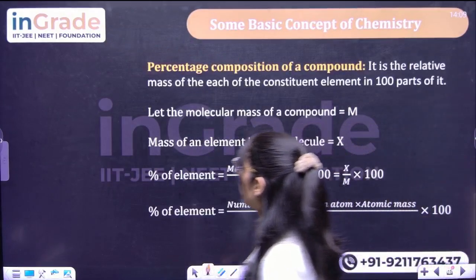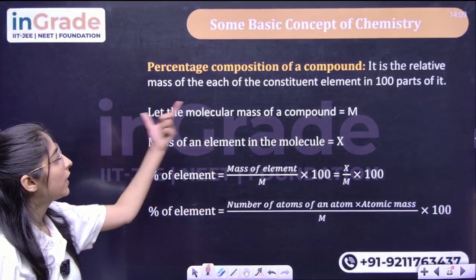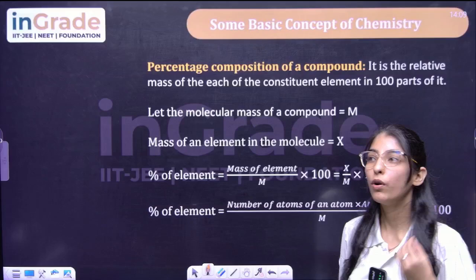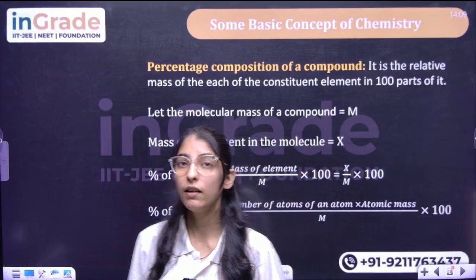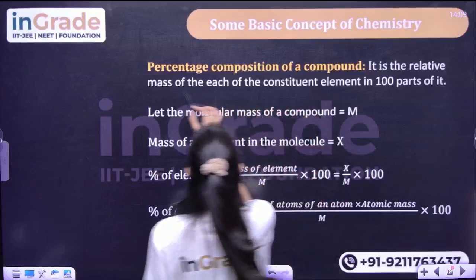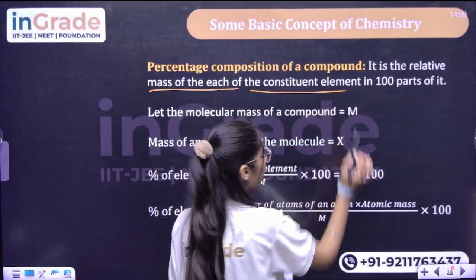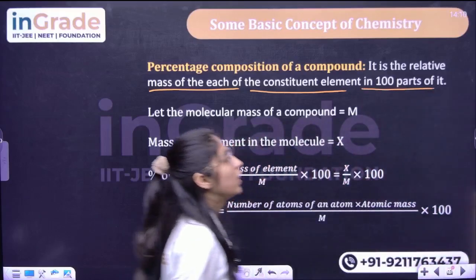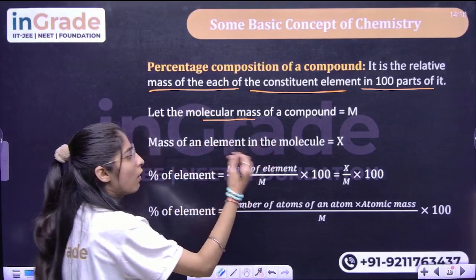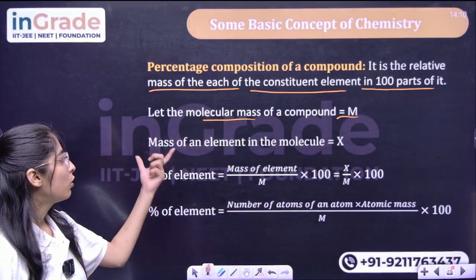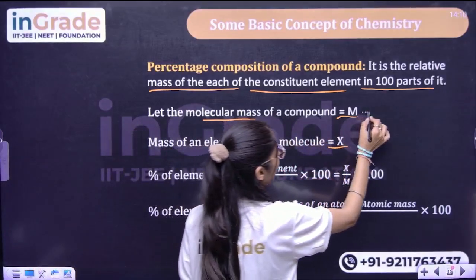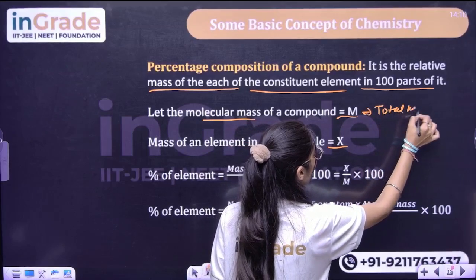Now let's move further and see the next topic, which is the percentage composition of a compound. It says how you are going to calculate the percentage of an element present in any compound. It is the relative mass of each of the constituent elements present in 100 parts of it. Simply, let the molecular mass of a compound be M, and the mass of the element in the molecule be x. M is the total mass, meaning the total mass of your compound.